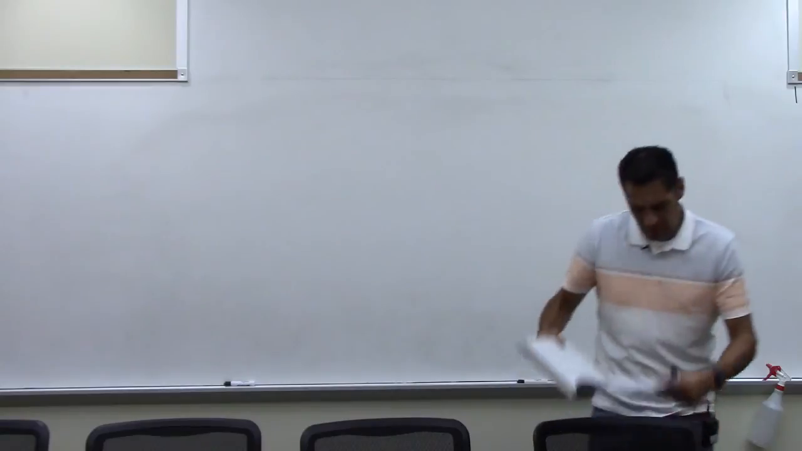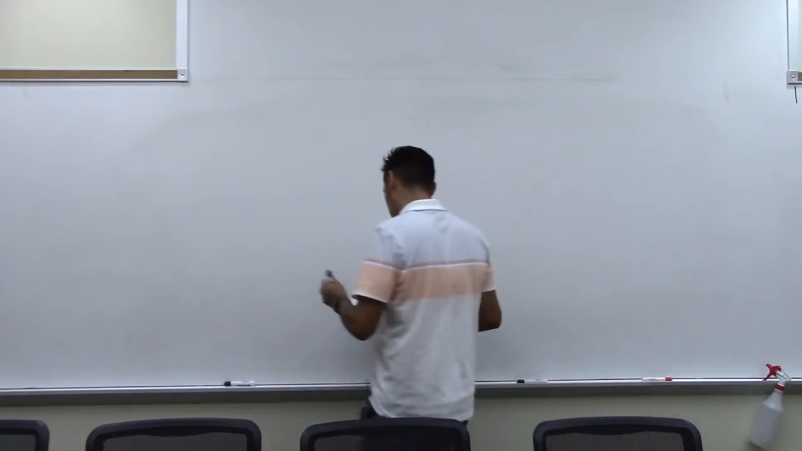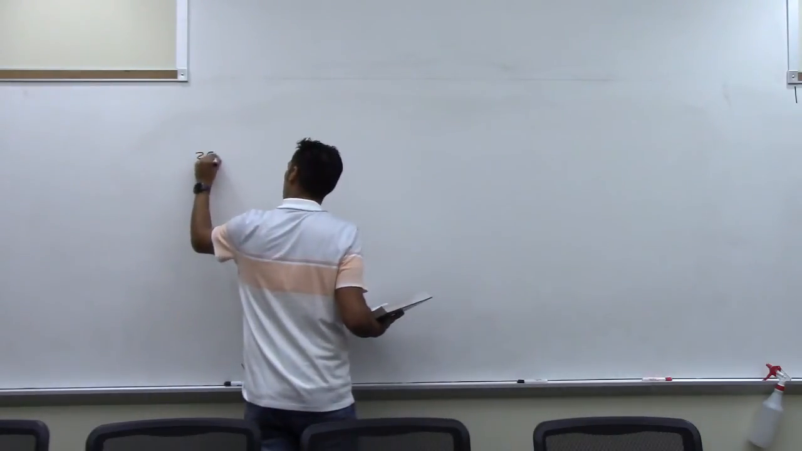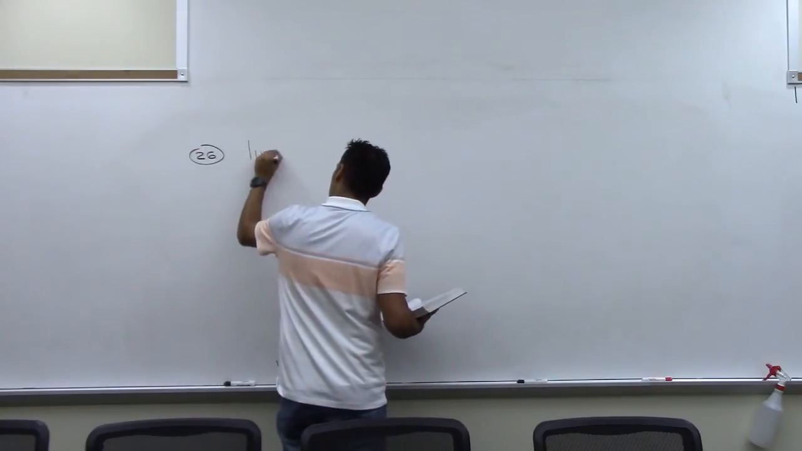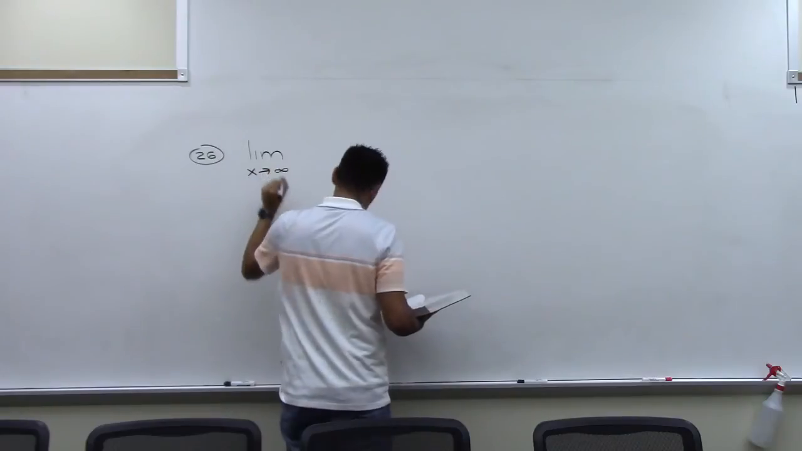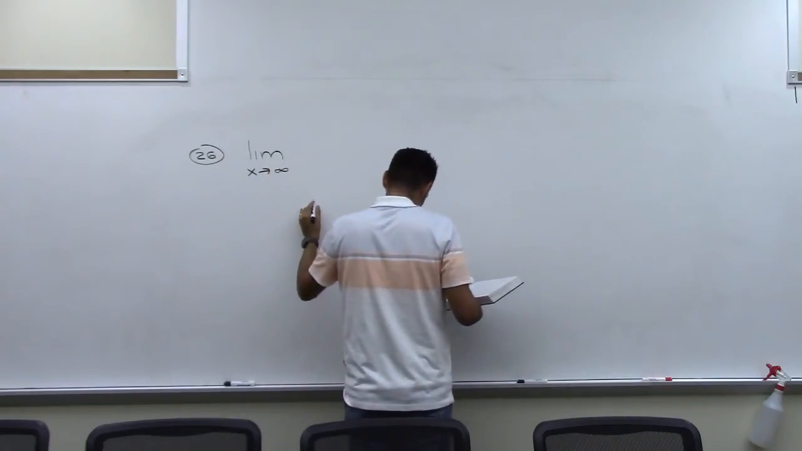All right, so the conjugate worked pretty good on that one. Let's try 26. 26 is just kind of ugly looking because it has these additional letters in here.